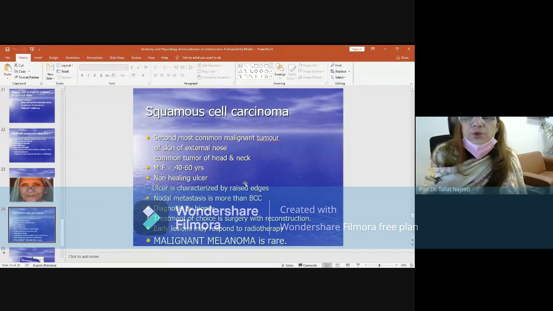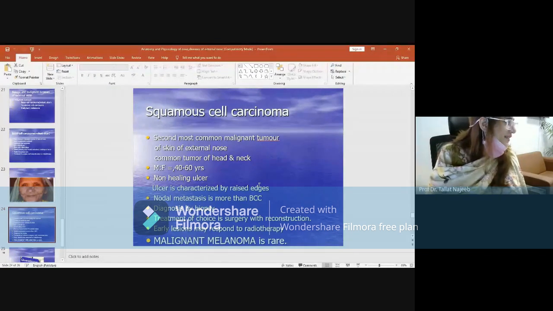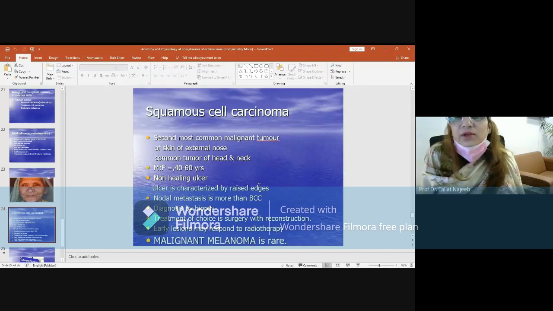Okay, so patient can present with non-healing ulcer. Let's say patient is presenting with non-healing ulcer. Margin of this ulcer will be raised. Nodal metastasis is seen, and nodal metastasis is more as compared to basal cell carcinoma. So how will you diagnose any non-healing ulcer? In cases of any non-healing ulcer, how will you make diagnosis?